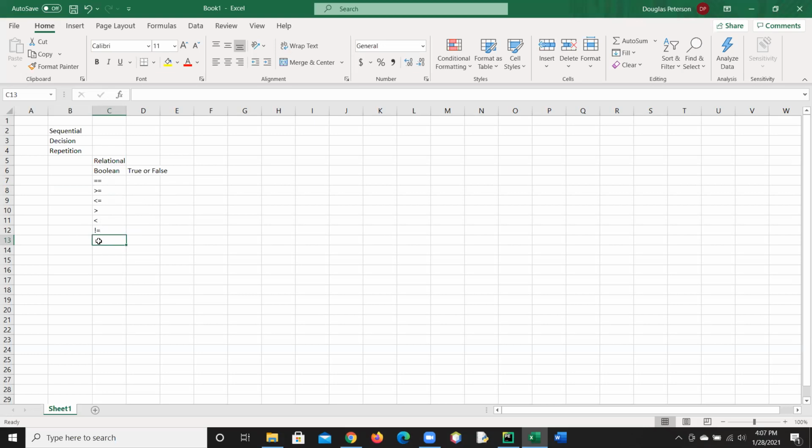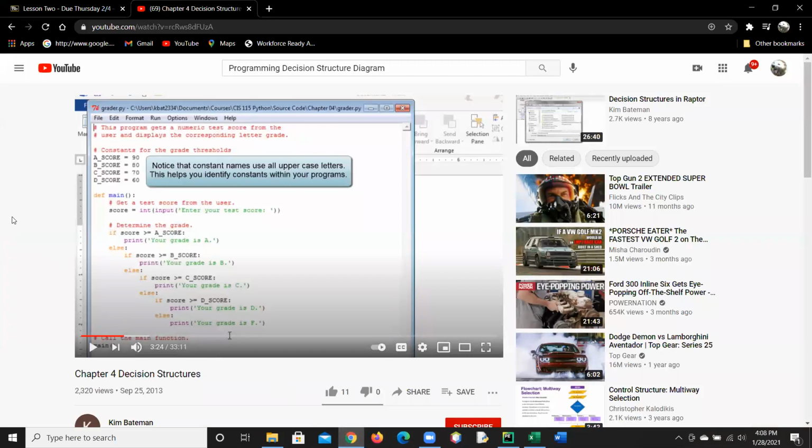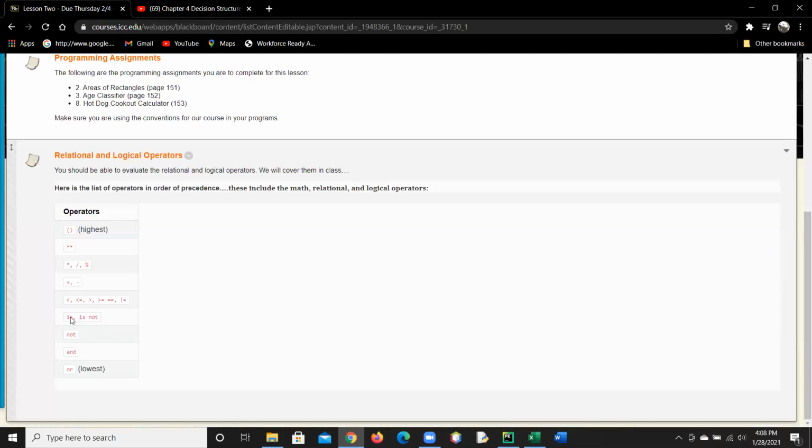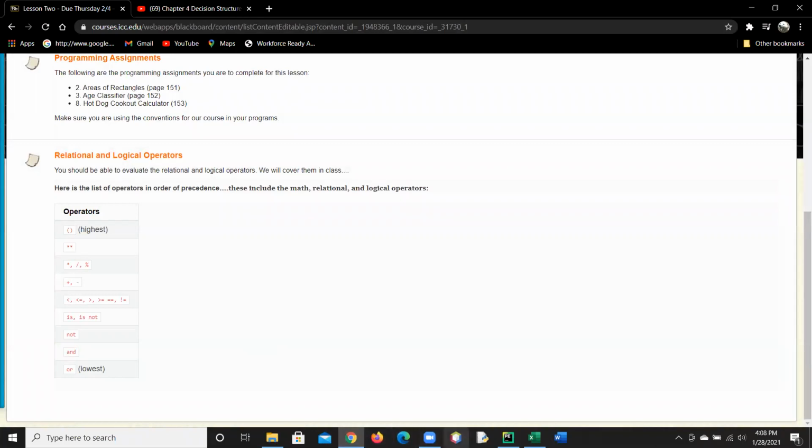Then after we do those, we have the logical operators: not, and, or. So here are our operators. Here are math operators. Of course, parentheses come first, then exponents, then your basic multiplication, division, and remainder, or modulus, addition and subtraction, then your relational operators, is and is not, don't worry too much about those. Then you've got not, and, or, which is the lowest. So let's take a look at not, and, or for the most part.